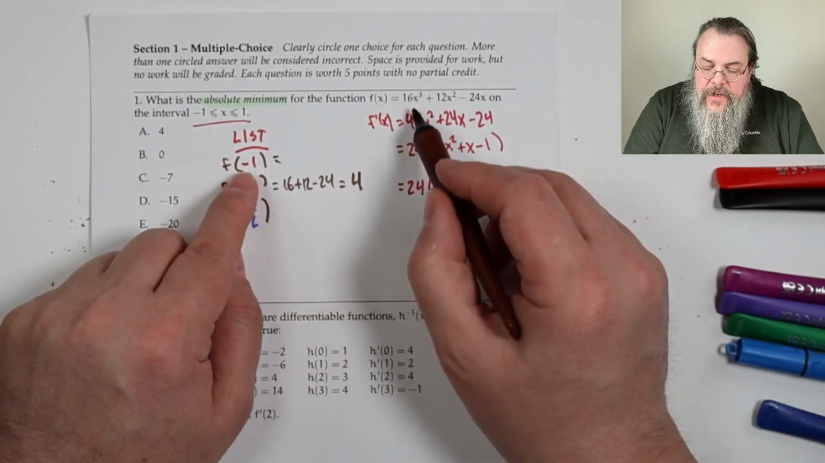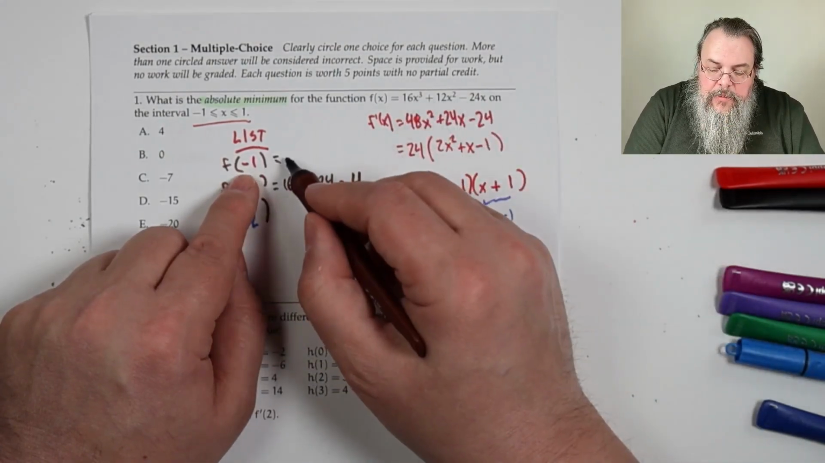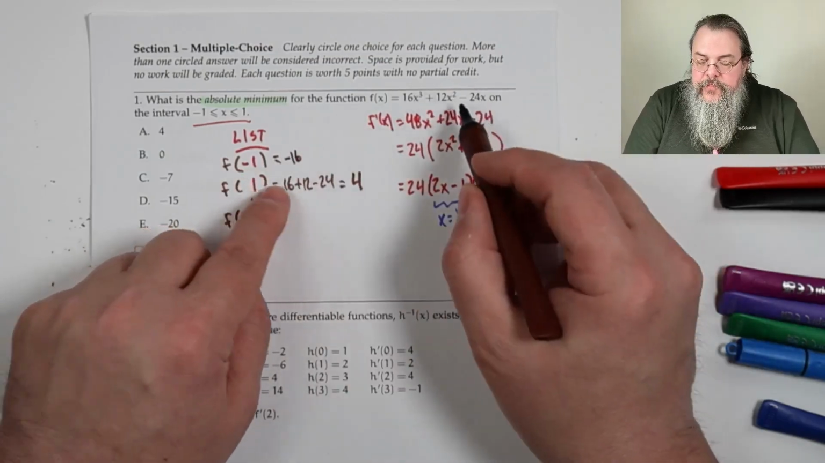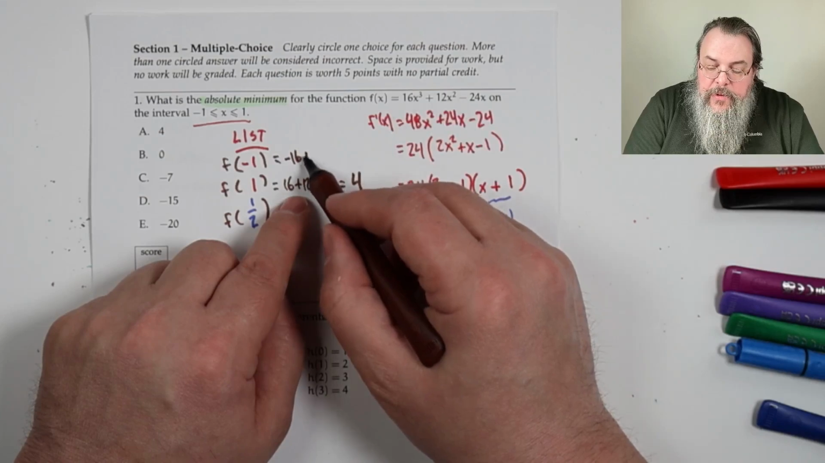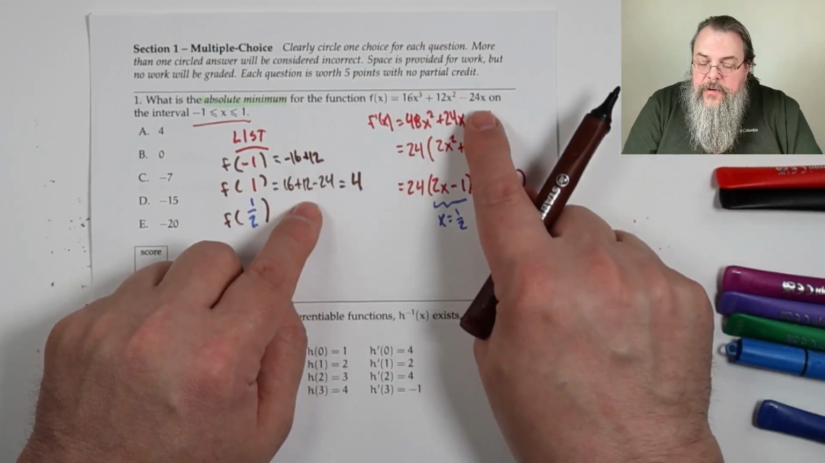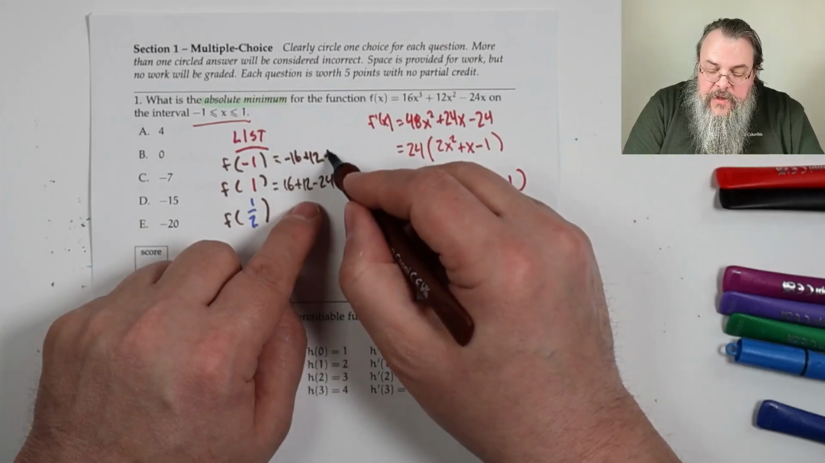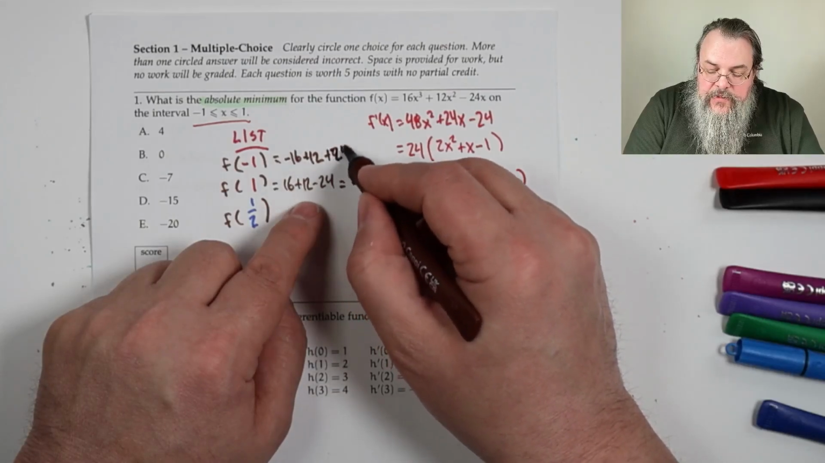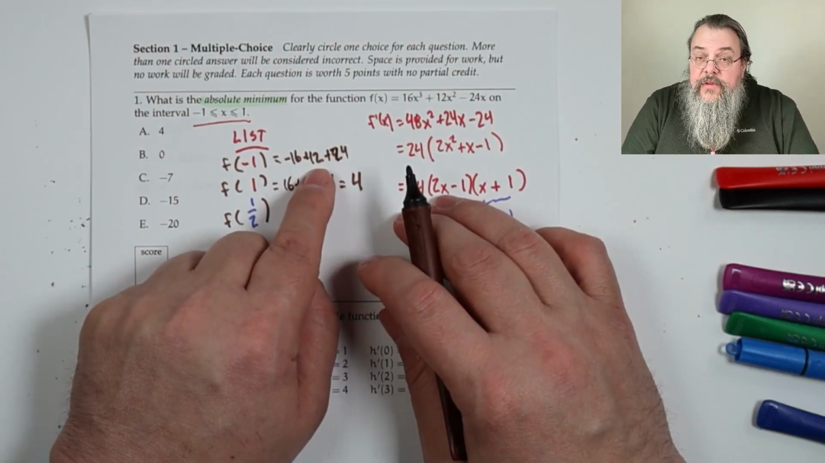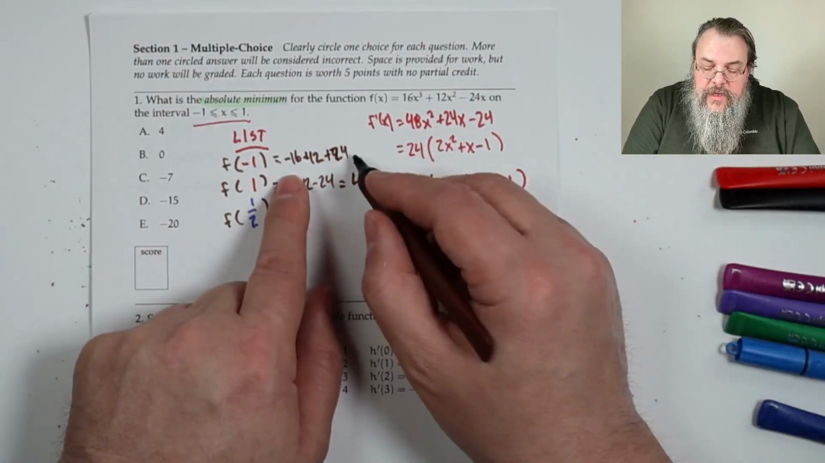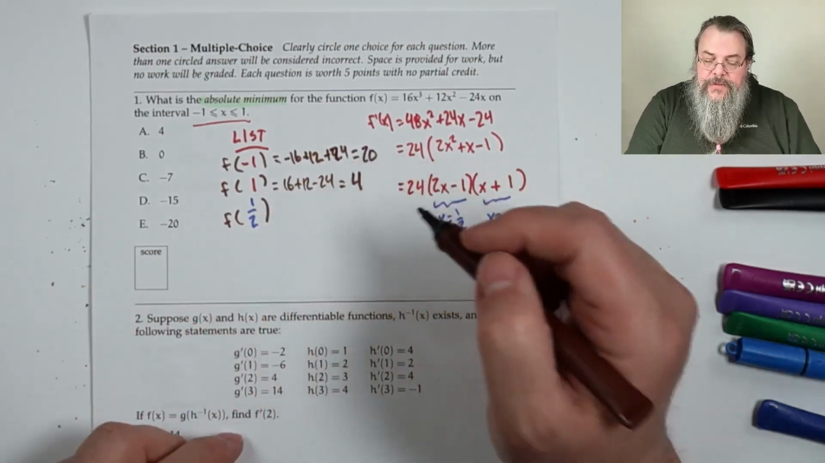Now for -1, -1 cubed times 16, well, that would be minus 16. And then here, -1 squared is positive 1, so plus 12. And now here, minus 24 times minus 1 is a plus 24. Okay, whoops, 24. I can write 24. So 24 plus 12 makes 36. Subtract 16, and that gets you a positive 20. Not a negative 20, a positive 20.